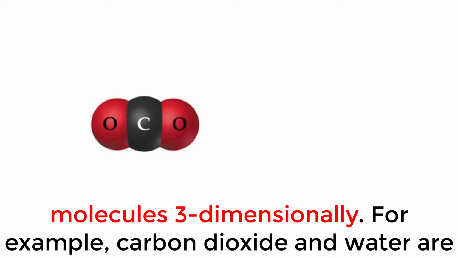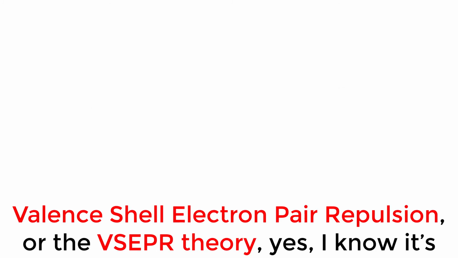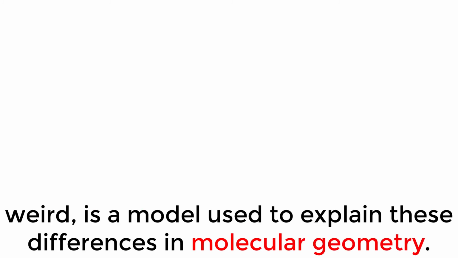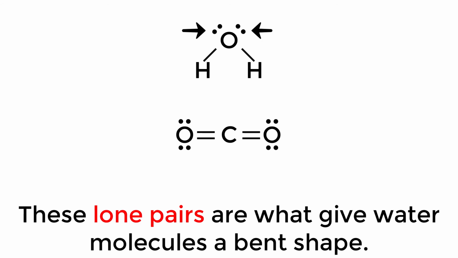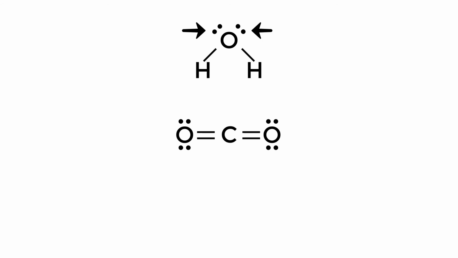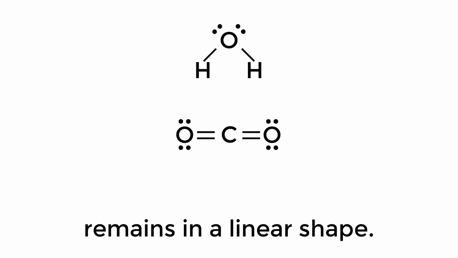For example, carbon dioxide and water are both molecules that have 3 atoms, yet one is bent while the other is linear. Valence shell electron pair repulsion, or VSEPR theory, yes, I know it's weird, is a model used to represent these differences in molecular geometry. Valence electrons not used in bonding take up more space than those that are involved in bonding. These lone pairs are what give water molecules a bent shape. Carbon dioxide also contains lone pairs, but due to their positions, it remains a linear shape.